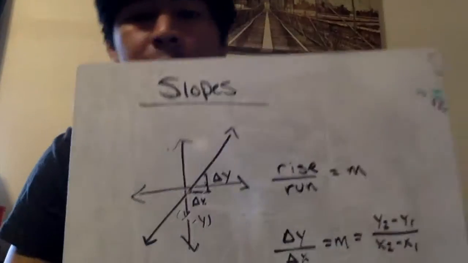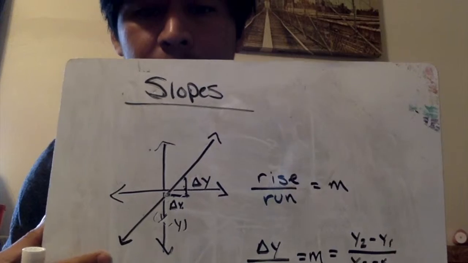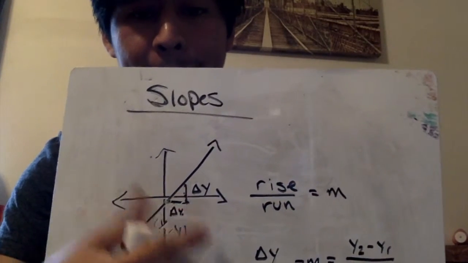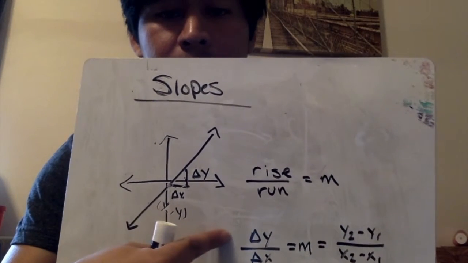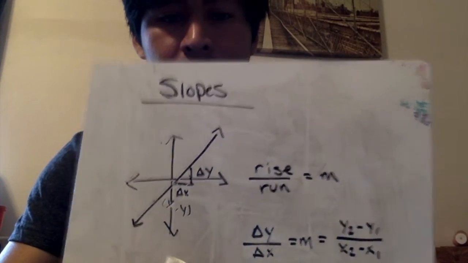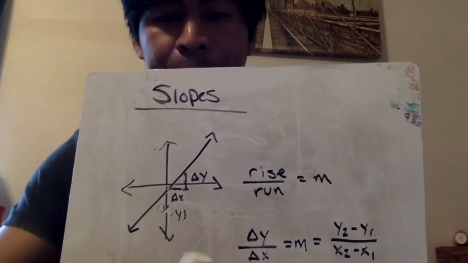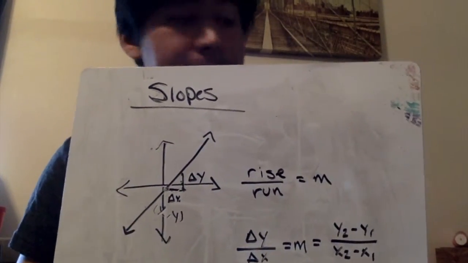For example, this kind of stuff, where you have some function, and you have your delta x and your delta y, and that is your change in the y direction and your change in the x direction, or y2 minus y1 over x2 minus x1. Yeah, you have to be familiar with this.